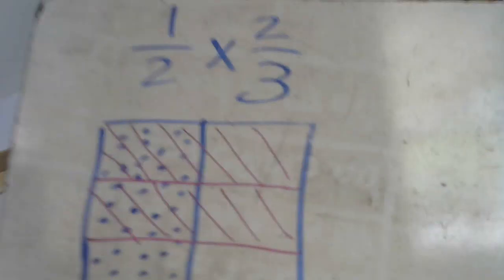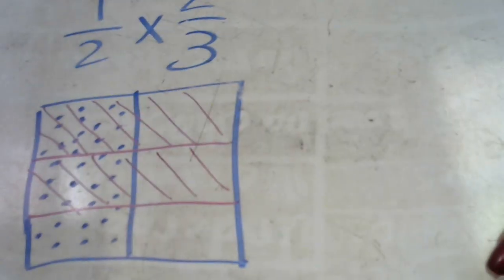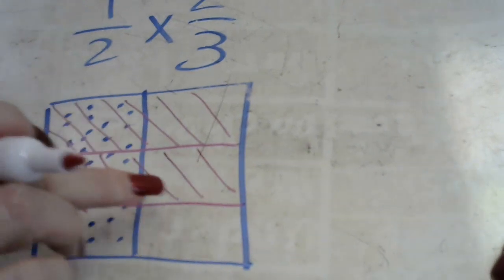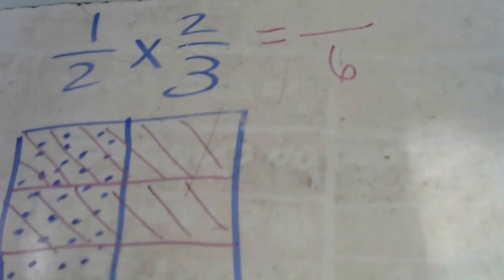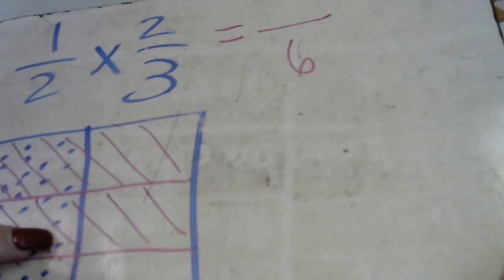I need to shade 2/3. I'm going to use lines. If you notice, I used dots for the first one. So I'm shading 2/3. You guys see that, right? So to get our product, we count all the boxes. We have 1, 2, 3, 4, 5, 6 boxes. So that becomes our new denominator. To get our new numerator, we count the boxes that have both lines and dots. We have 1, 2 of those, which gives us a product of 2/6.